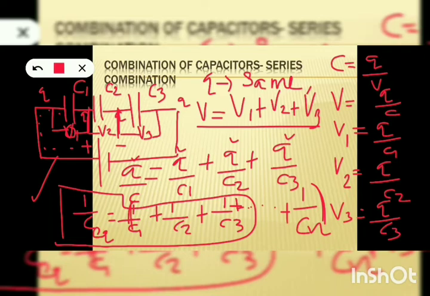Okay. So when the capacitors are connected in series, the total capacitance will decrease. Just like the parallel combination of resistors. So when capacitors are connected in series, the total capacitance decreases.